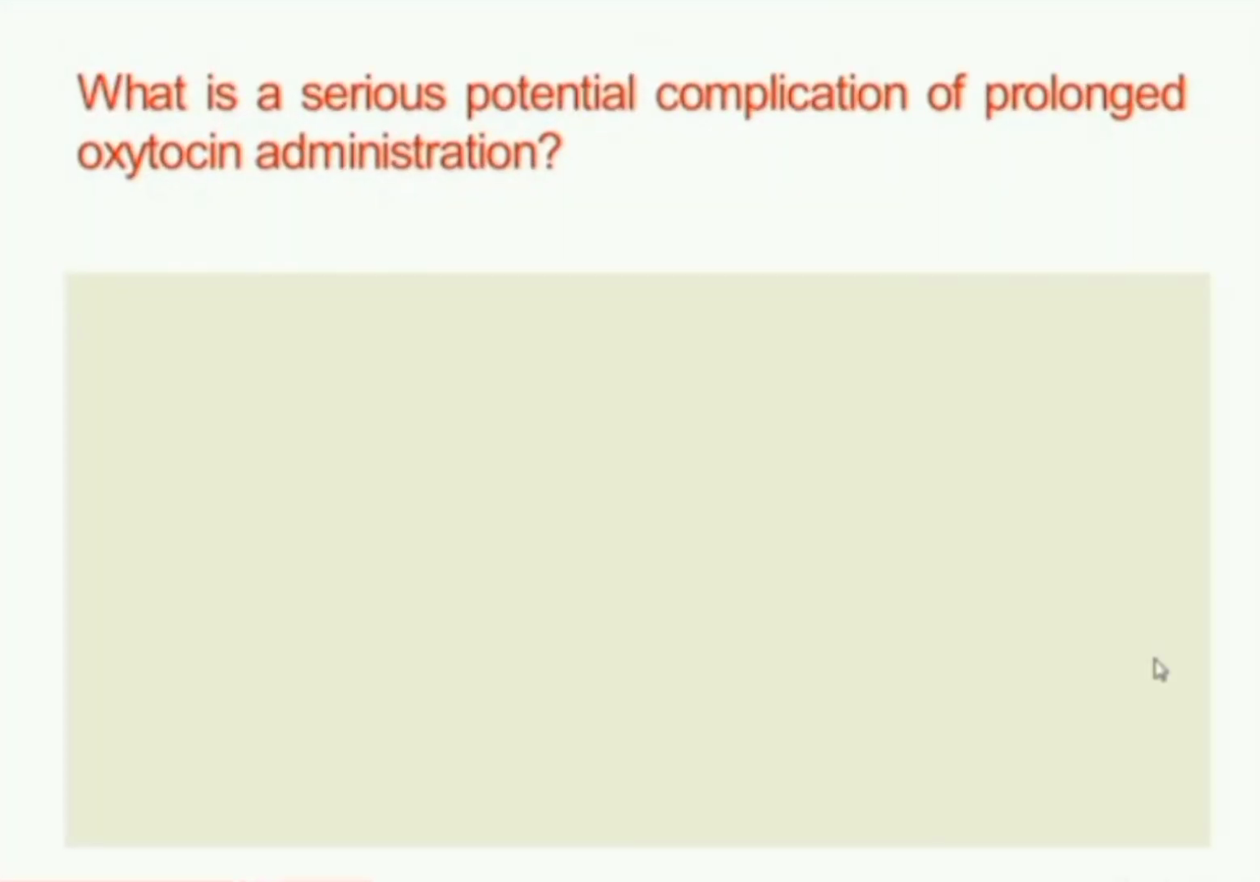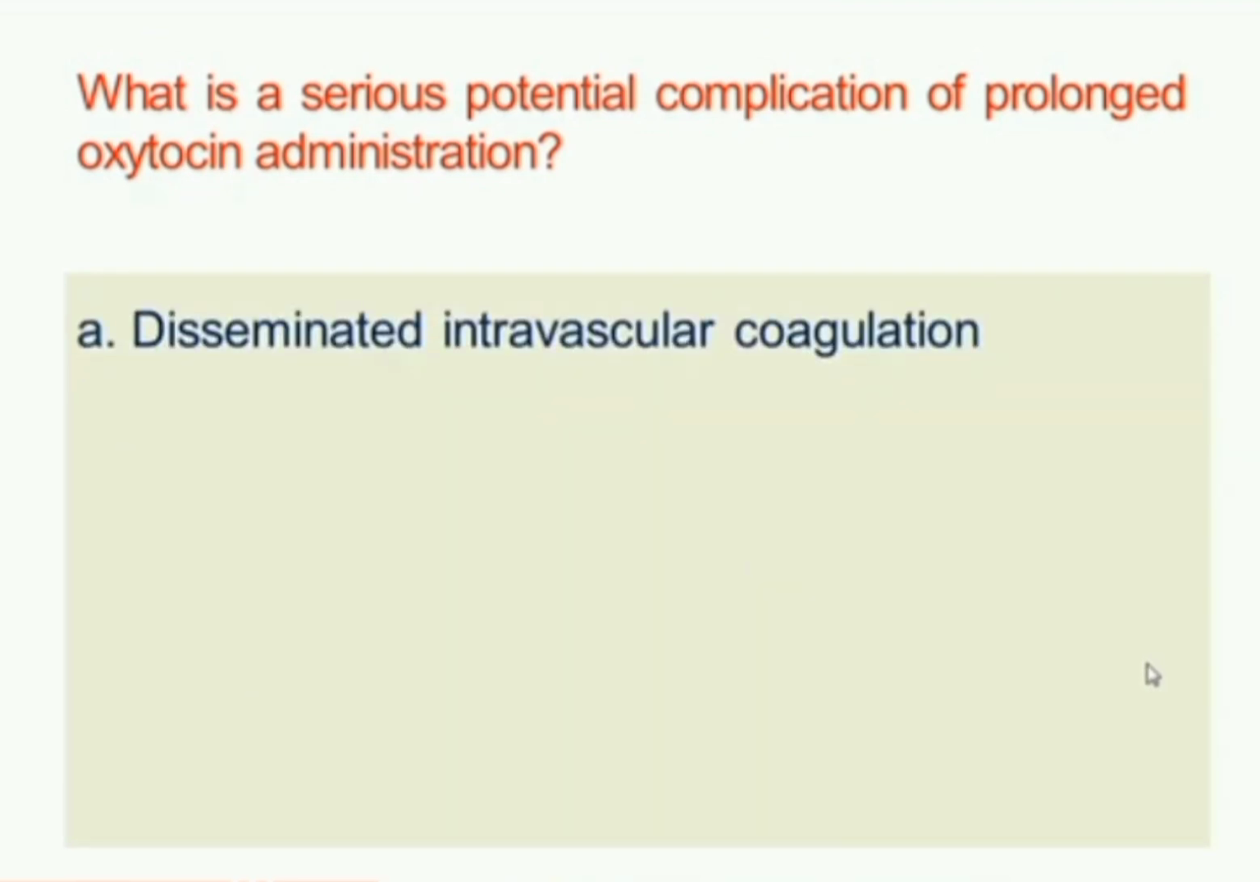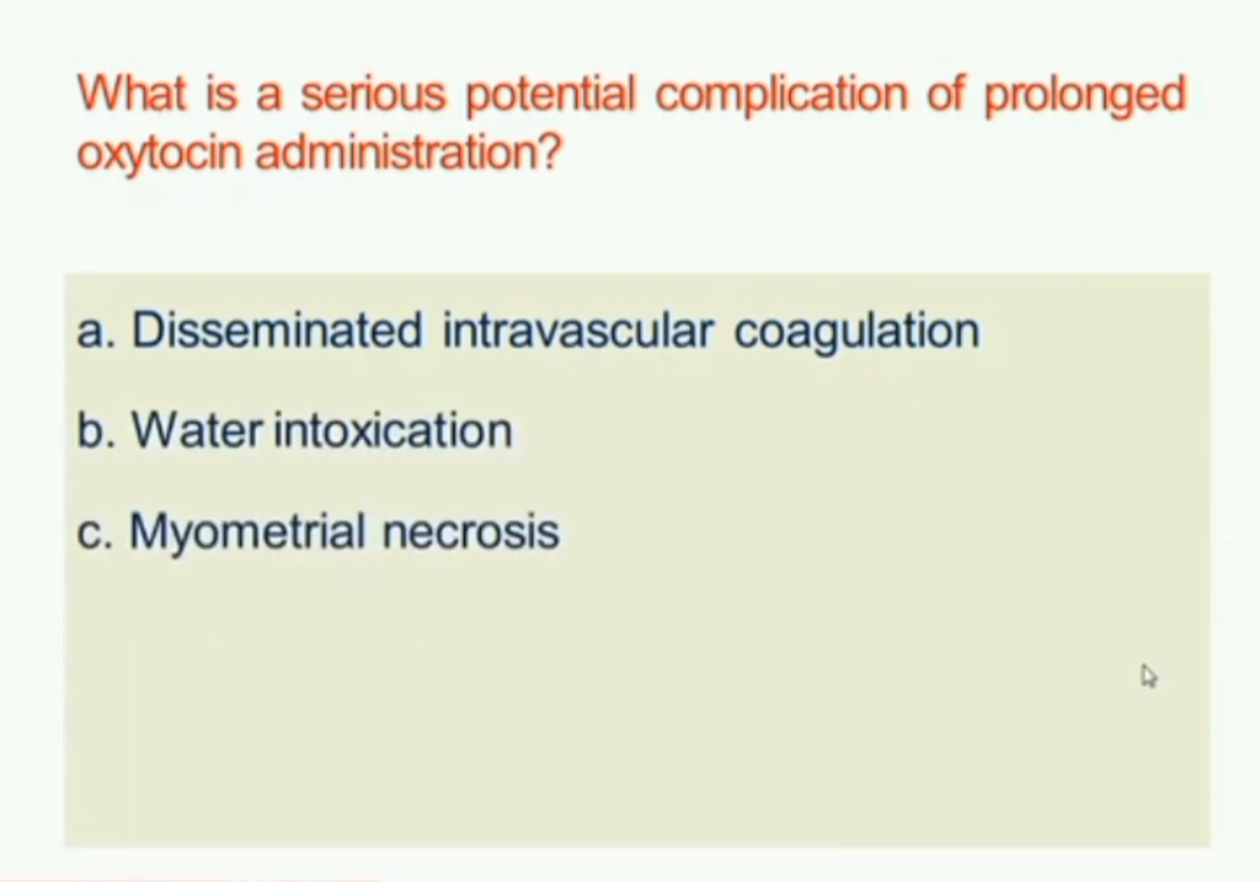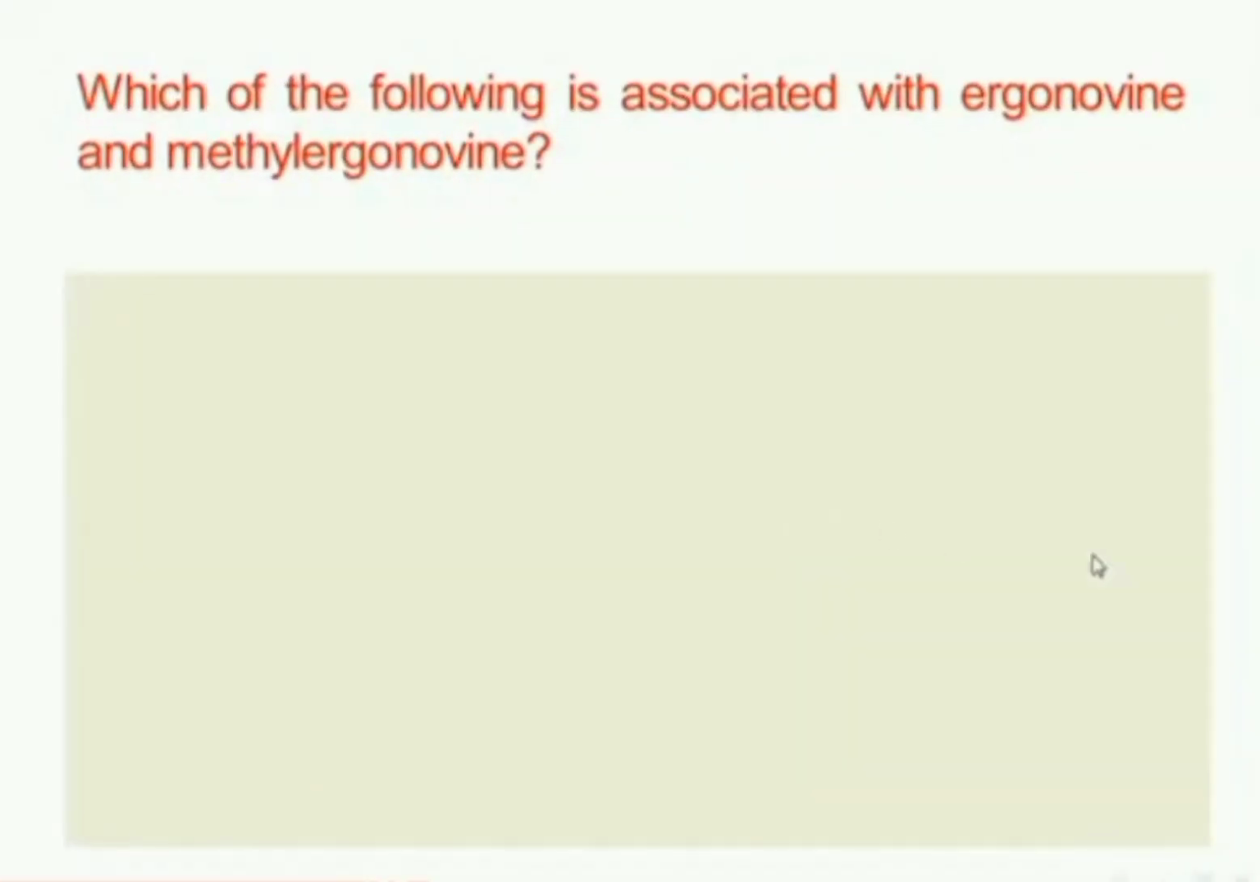Now, what is a serious potential complication of prolonged oxytocin administration? Either DIC, or water intoxication, or myometrial necrosis, or hyperkalemia. So you know that prolonged oxytocin administration ultimately results in water intoxication, because the water is retained inside the body, and in hypertensive patients we administer oxytocin with vigilant monitoring, because there is a side effect of water intoxication in this case.